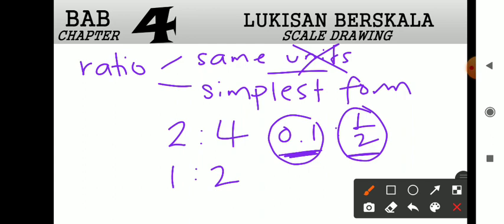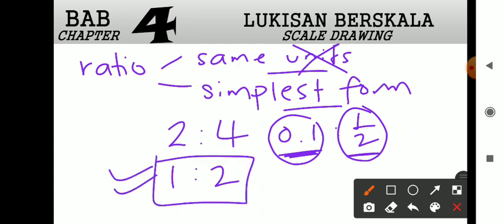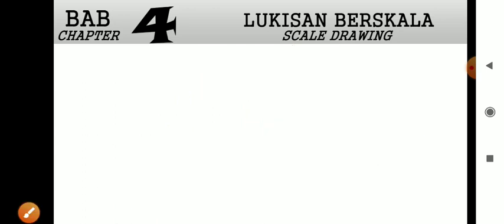Okay, so what are the difference between ratio and this scale drawing? Okay, you remember ratio, simplest form. Okay, in this way. What about scale drawing? Okay, for scale drawing, it also involves the same unit. Okay, when calculating, always change all to the same unit. Then in the end, you don't write down the units.